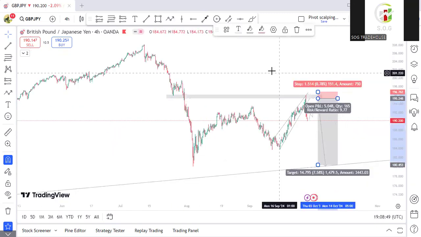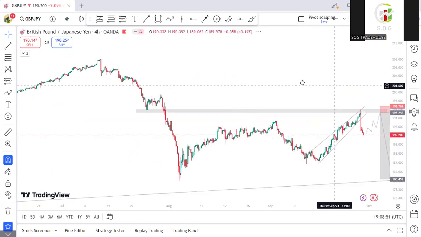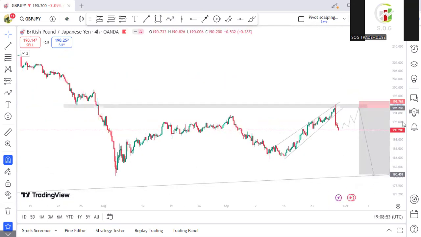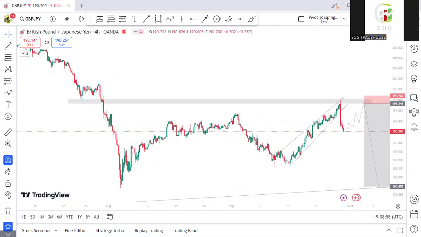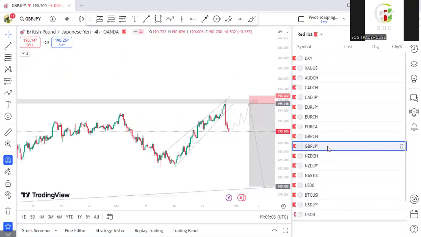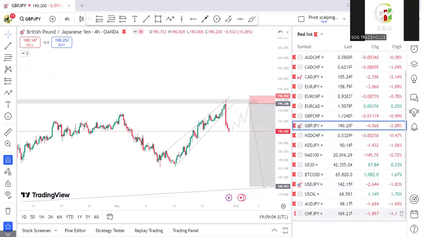Like I said, trading is 90% waiting. So all we have to do is just wait patiently for the market to come to us. There's no need forcing trade. So this is my analysis on GBPJPY. Next on my list is CHFJPY.